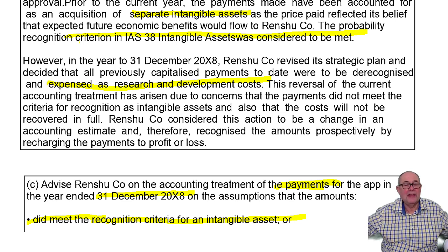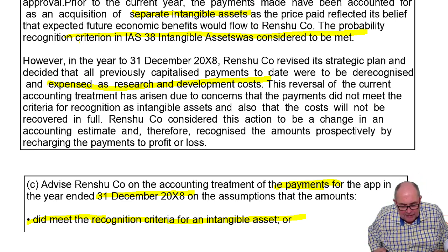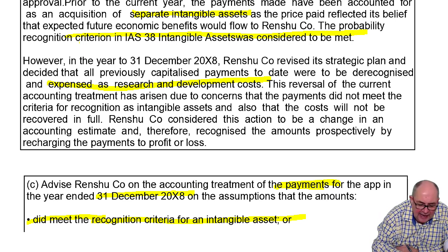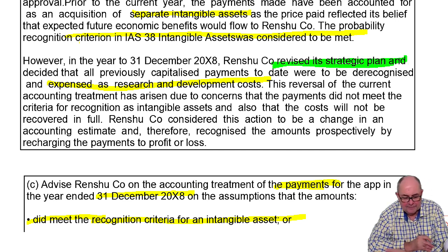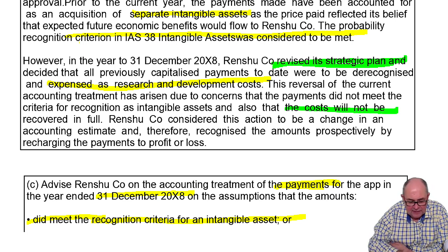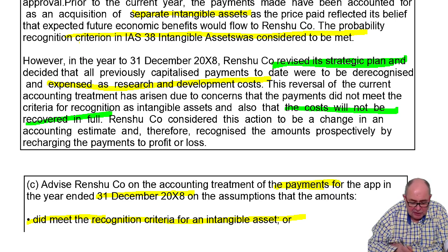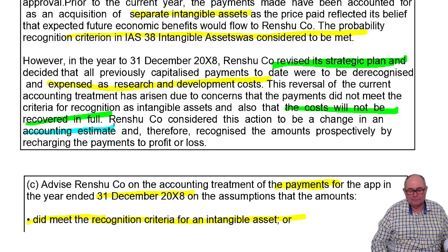Why? Are they saying that there was a mistake last year? Are they saying they've changed their mind? What's going on? Well, it says here they think they're changing. There's been a change in their strategic plan, whatever that's supposed to mean. Because of that, they may not get the money in. Okay. And therefore, they think it's a change in accounting estimate. We could end up in a real muddle here, couldn't we?